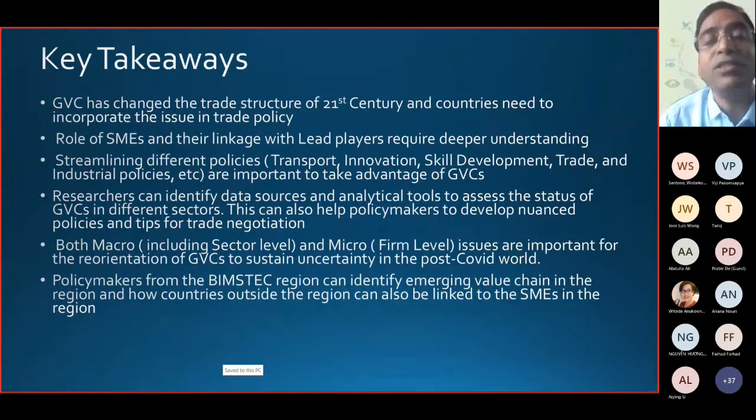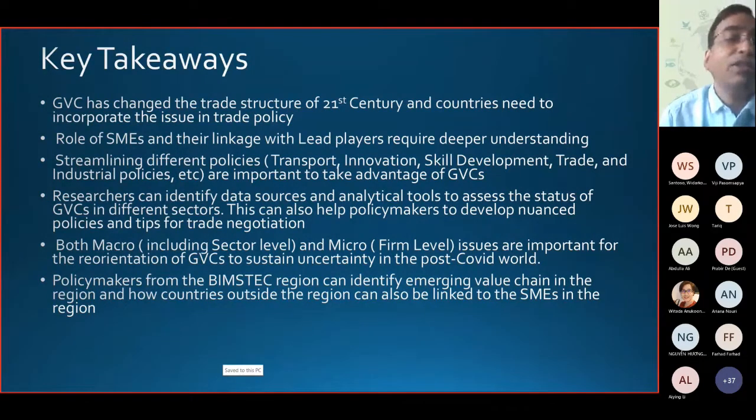Actually, GVC is trying to bring all of them together and provide a new direction in the way policy should move. Researchers can identify readily available data sources and analytical tools to assess the status of global value chains in different sectors. Here among the BIMSTEC countries, there are possibly some value chains already there. Maybe they are latent, but they can be developed in a much more refined way.